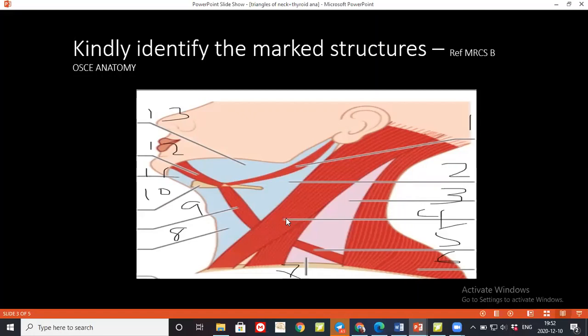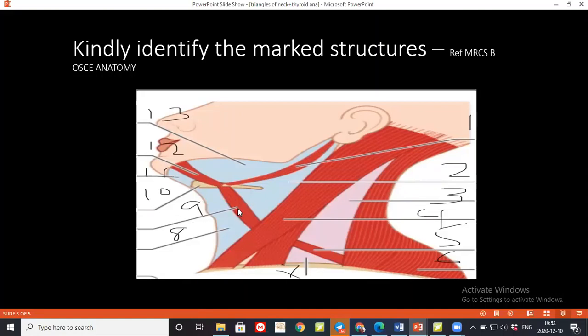This is sternocleidomastoid. Very good. 5, please. This is the inferior belly of omohyoid muscle. Very good. 6, please. Trapezius muscle. Very good. 7, please. This is the clavicle. Supraclavicular triangle. Okay. 8, please. This is the anterior triangle, or muscular triangle.